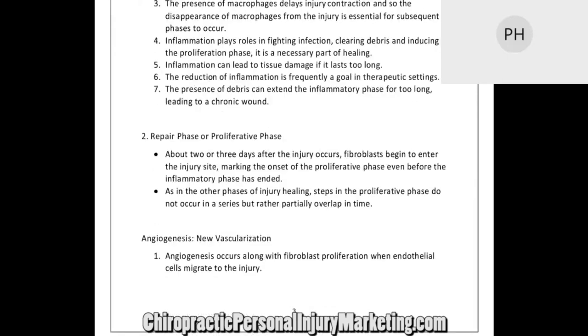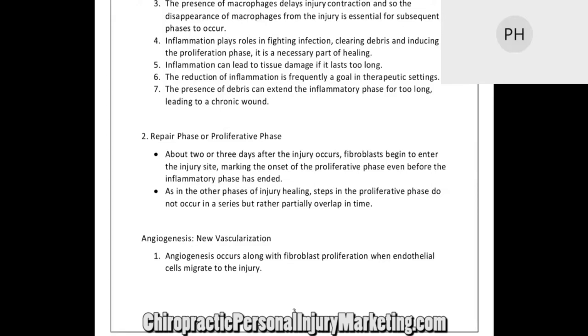So then we come into the repair phase, the proliferative phase. About 2 or 3 days after the injury occurs, fibroblasts begin to enter the injury site, marking the onset of the proliferative phase, even before the inflammatory phase has ended. Remember, we said 6 to 12 weeks, so it starts way sooner.